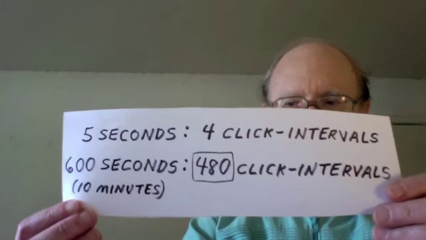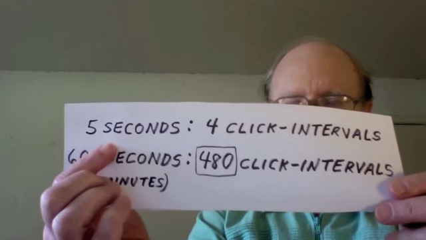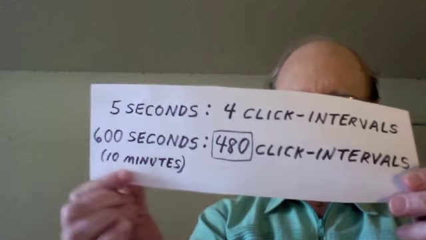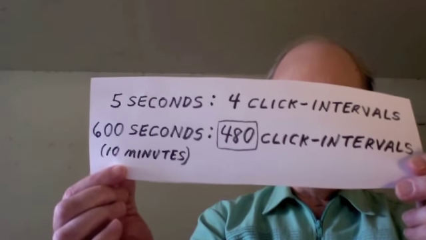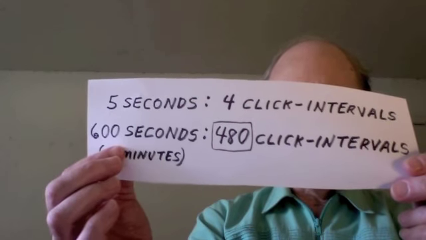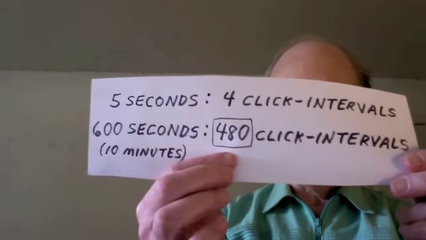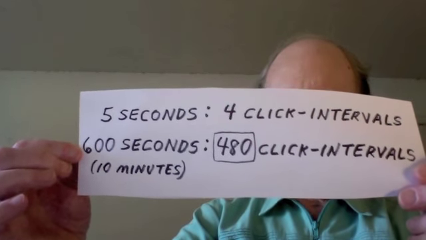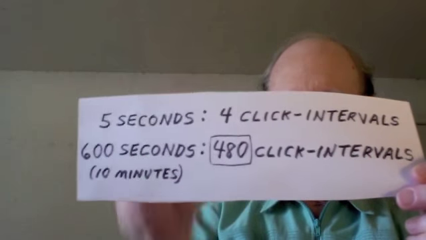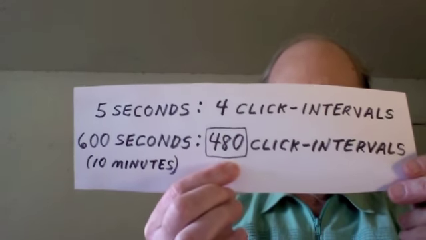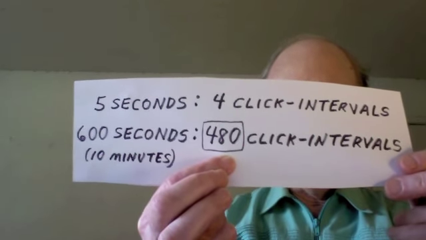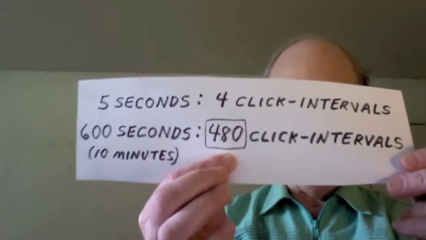Now the second question, the total number of clicks, can be answered this way. As we just saw, in 5 seconds, there are 4 click intervals. 10 minutes is 600 seconds. In 600 seconds, the question is how many click intervals will there be? 5 goes into 600 120 times. 120 times 4 is 480. So in these 600 seconds, the 10 minutes of the challenge, there will be exactly 480 click intervals.